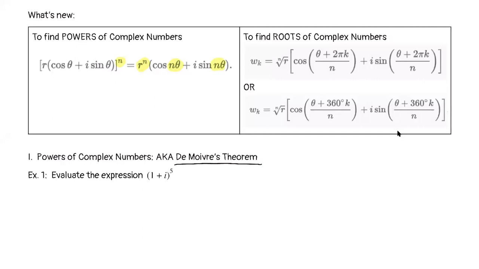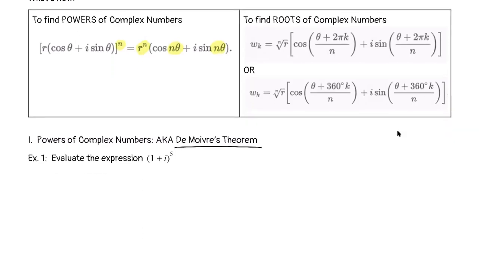So example 1 would be asking you to foil 5 times, which seems kind of excessive. So instead, we're going to use de Moivre's theorem to help us find the power of that complex number more easily, okay? So let's plug things into our expression or into our equation. So my r value, what is my r value here?